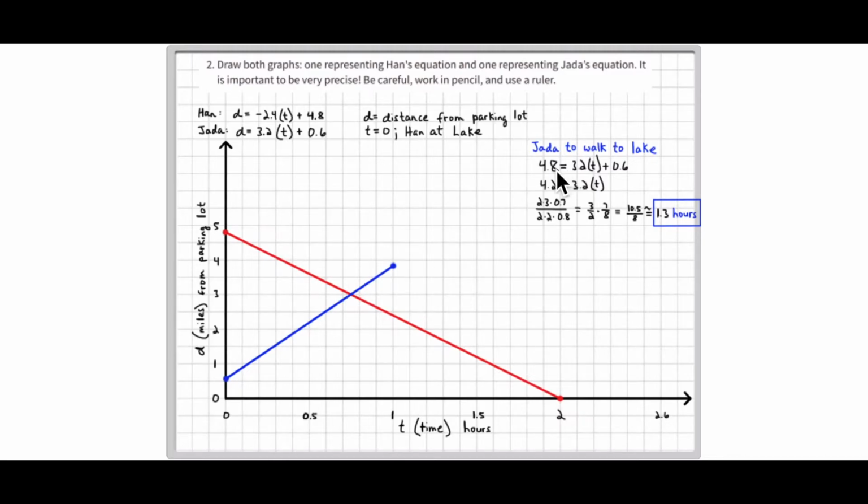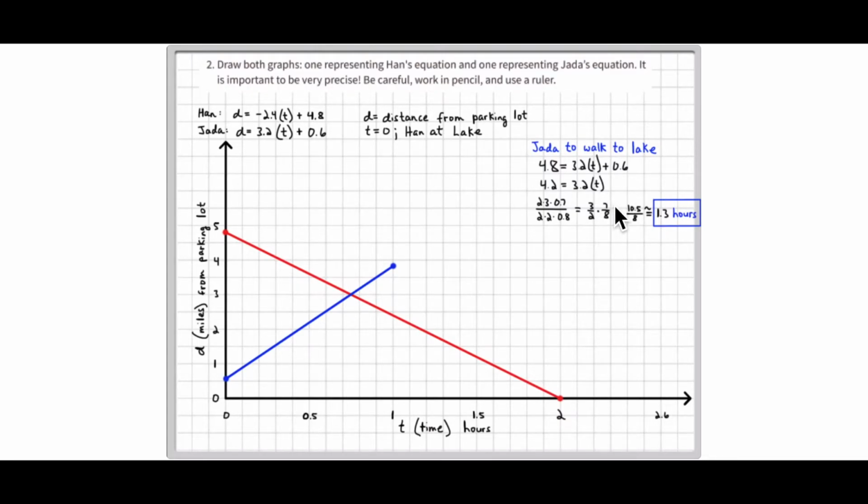All right, so Jada, to walk to the lake. The lake, remember, is 4 8/10 miles from the parking lot. So for Jada to cover that distance, how long is it going to take her? So up here, 4 8/10 miles. So you have to subtract the 6/10 of a mile. So now you're at 4 2/10, is equal to 3 2/10 times the amount of time. She walks at a rate of 3 2/10 miles per hour.